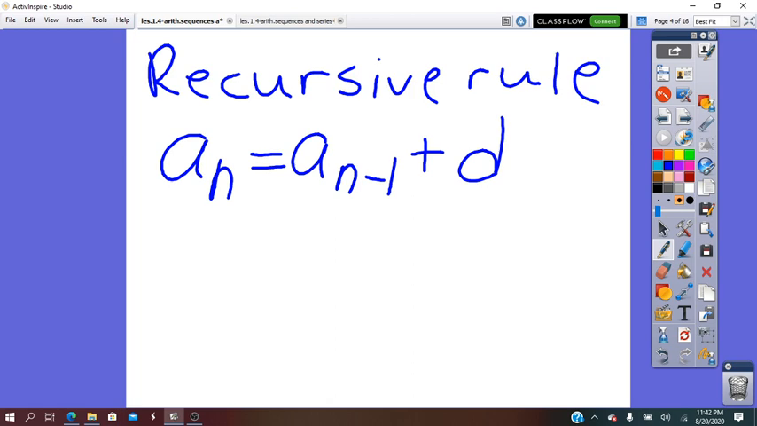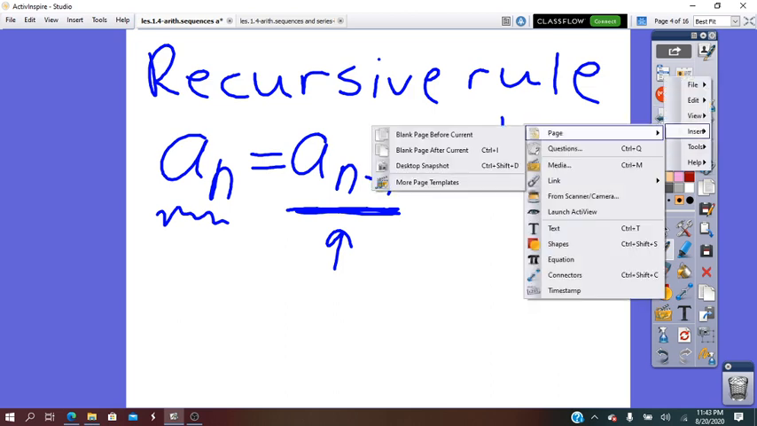The problem is that if the missing term is farther in the sequence from the given ones, this rule cannot be used. Again, to find the missing term using the recursive rule, we need to know the term before it. We don't always know this term, which means the rule is not useful. That's why there exists the other rule, which is called the explicit rule.